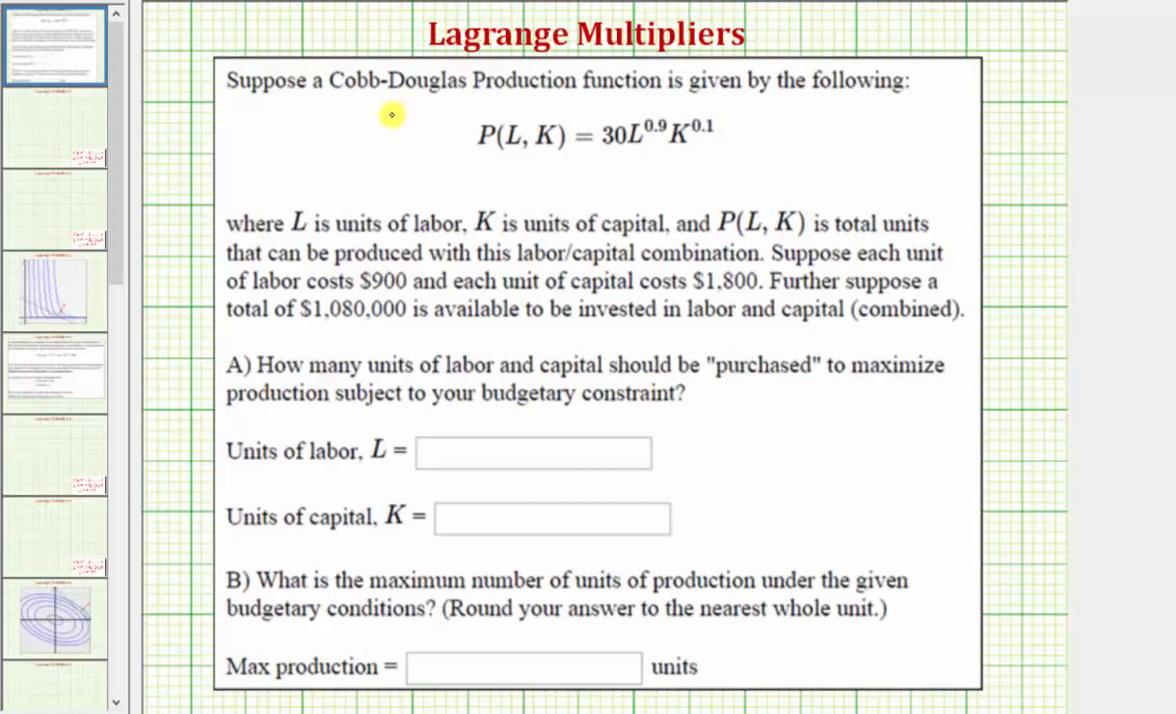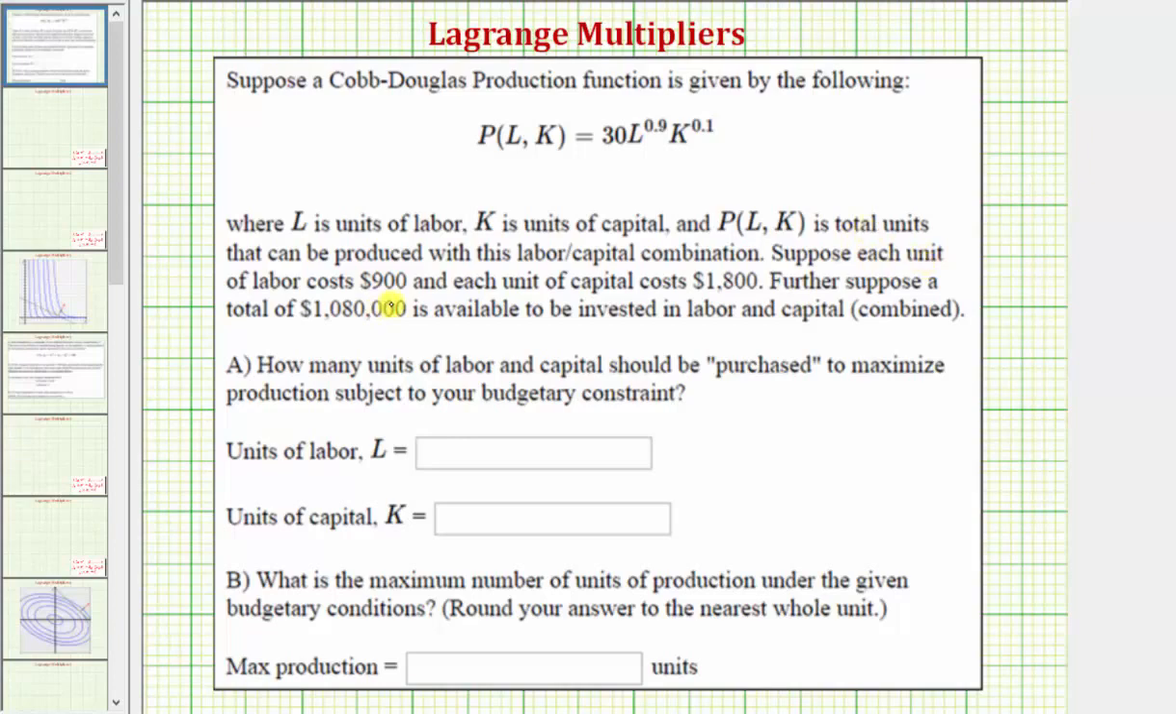Suppose we're given the following Cobb-Douglas production function P(L, K), where L is the units of labor, K is units of capital, and P(L, K) is total units that can be produced with this labor/capital combination.